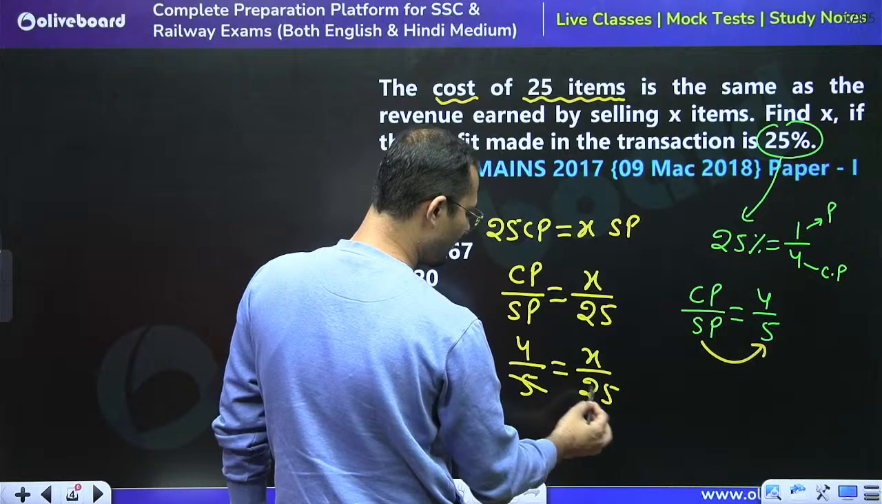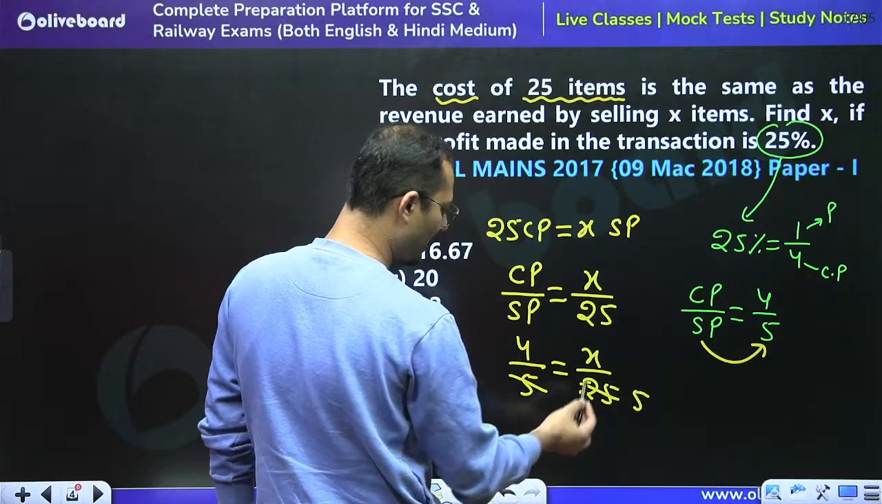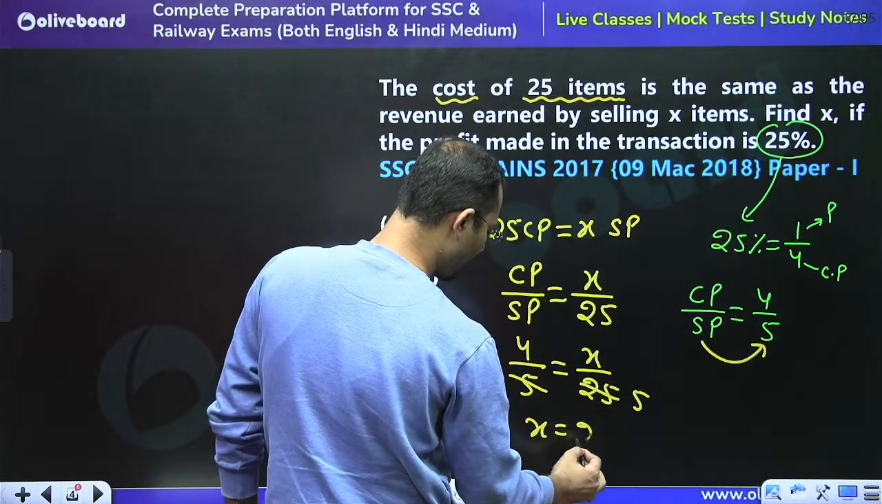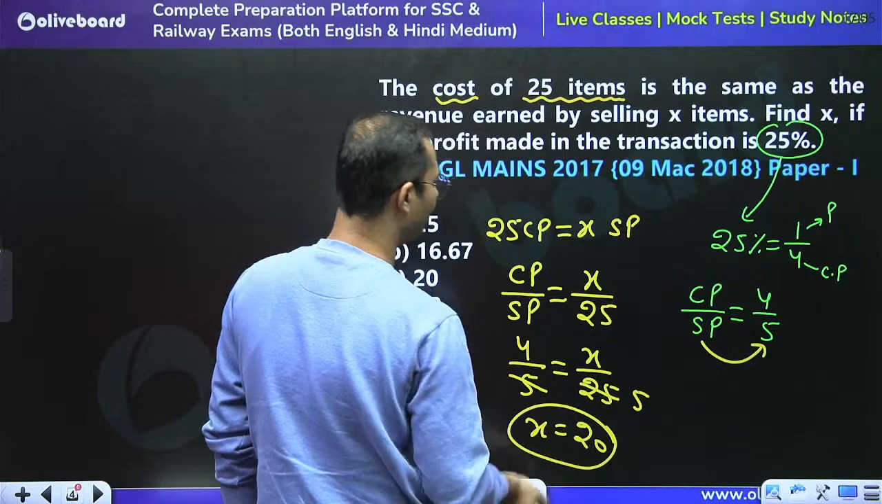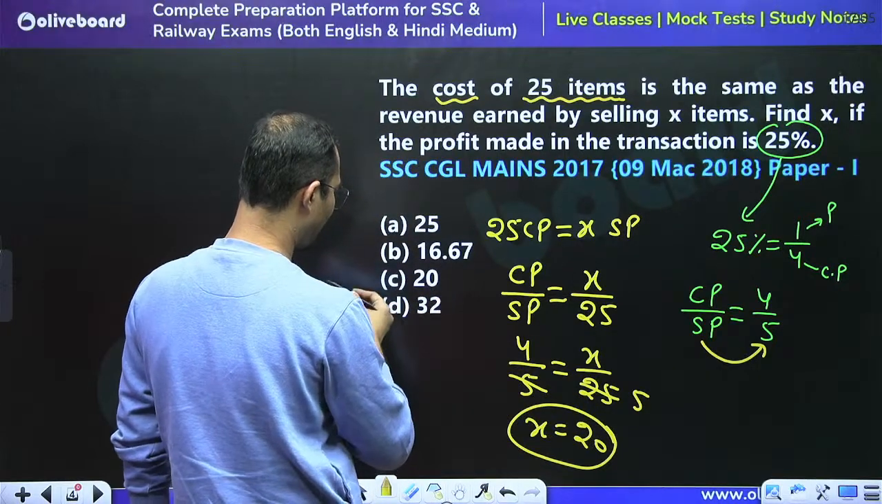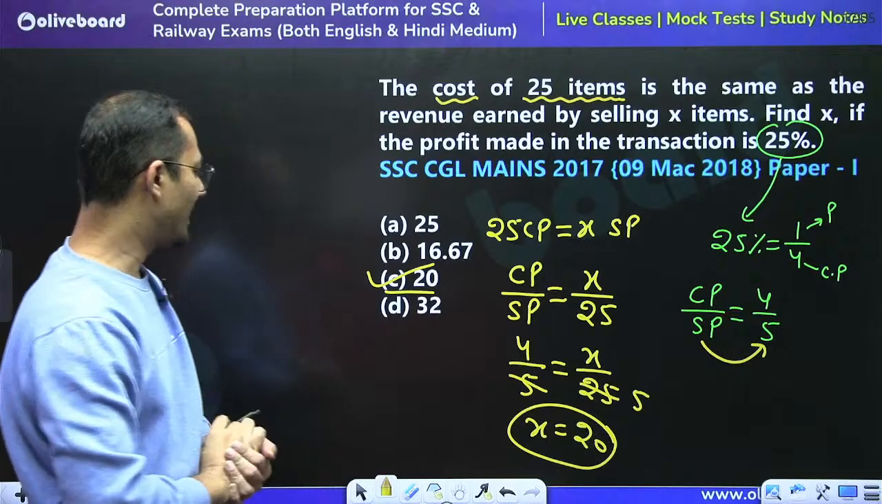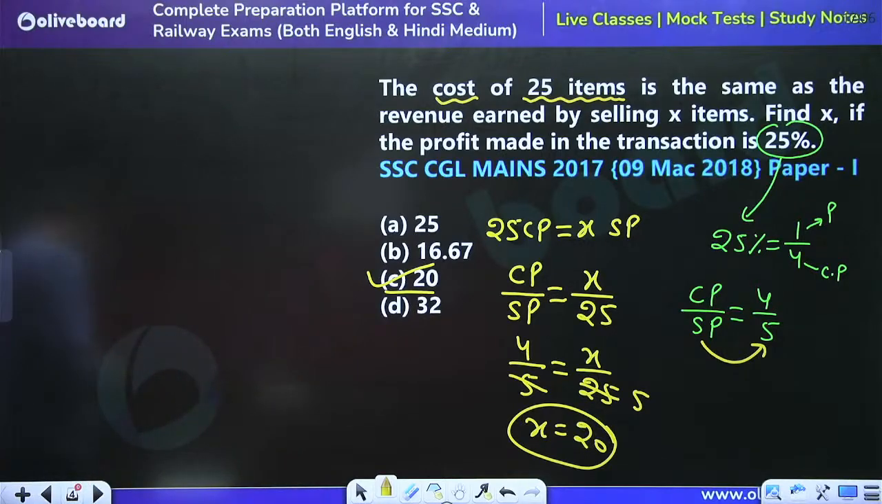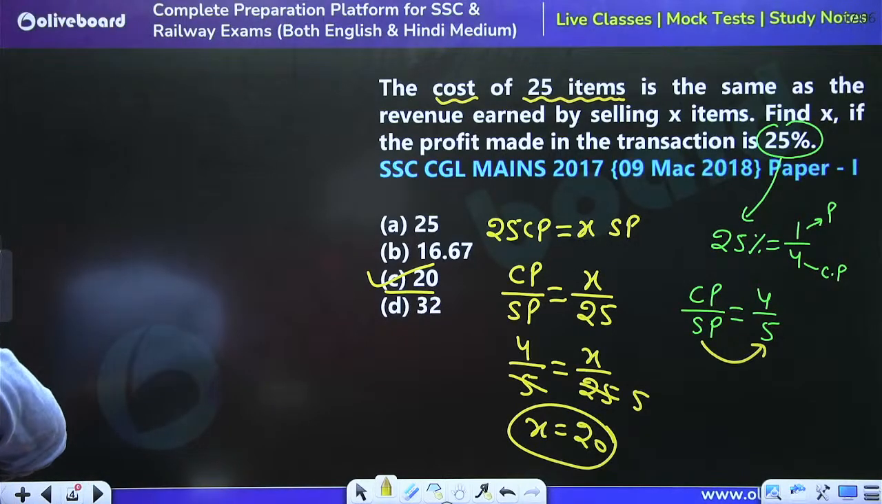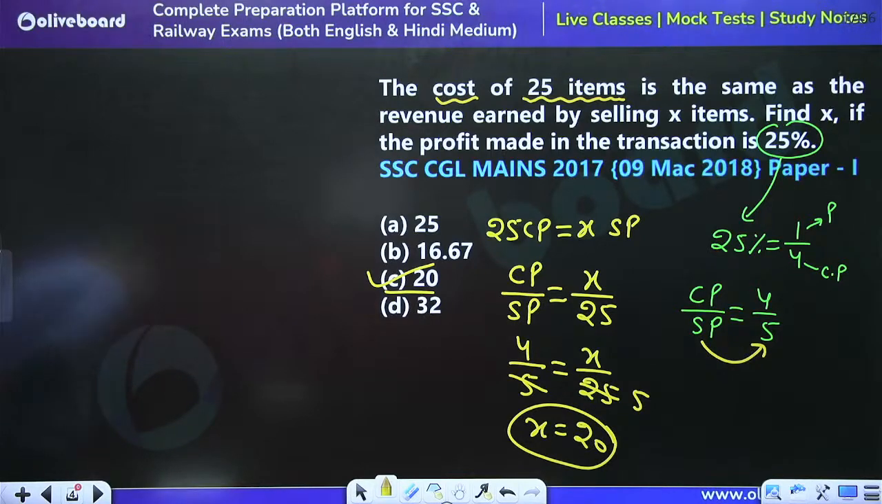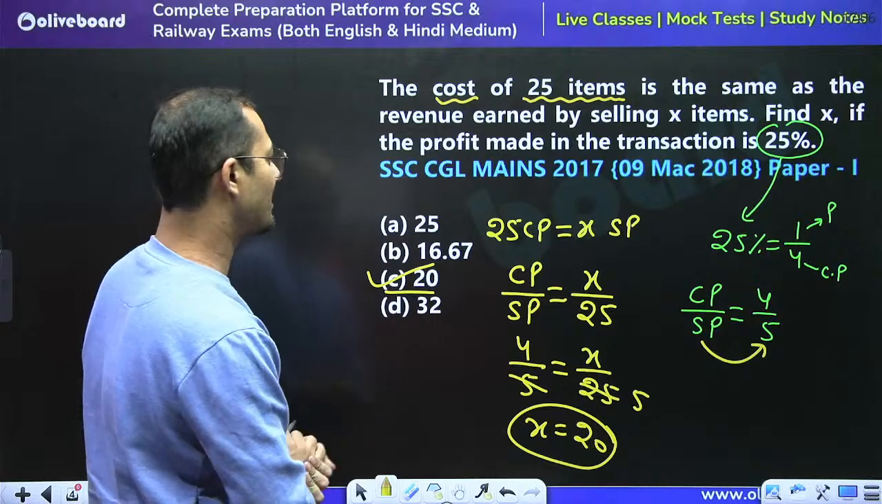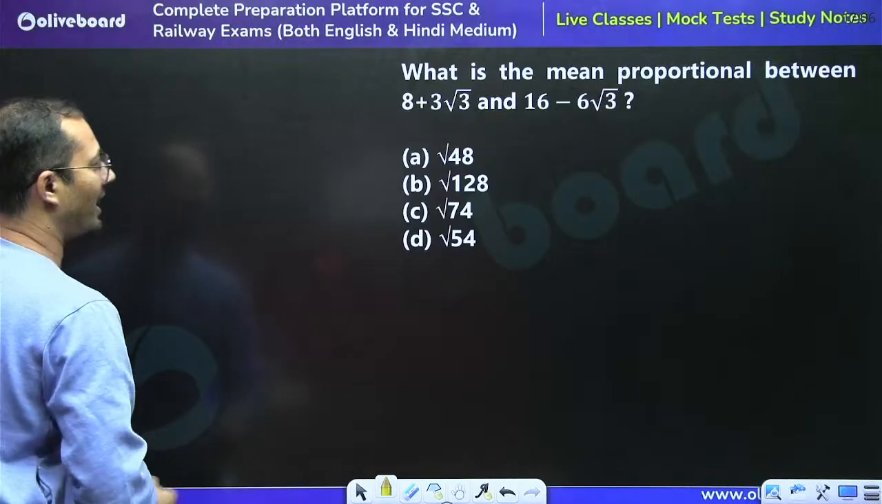So by 5, this is cancelled 5 times. So X is equal to 20. That's all. C is the right answer. 20 is the right answer. Yes, you are right, Ankit, absolutely correct. Madhumita, you are also right. C is the right answer.